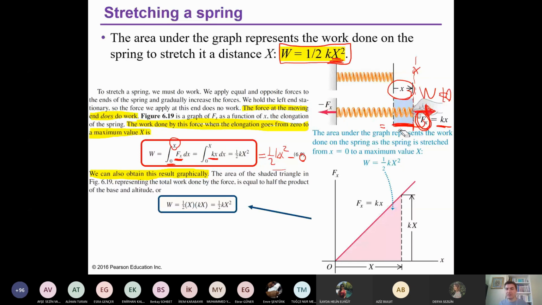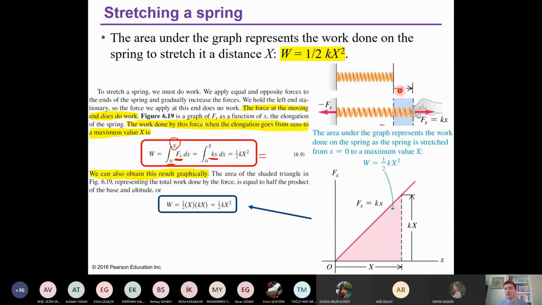So this hand does work on the spring, and the spring does work on this hand, but the sign of the work done by the spring is negative. Why? Remember the last lecture. During the last lecture, we saw three different conditions for the work. Look at the sign of the work done by the hand on this spring. This is the direction of the force. This is the direction of the displacement. Since the displacement and force are in the same direction, the work is positive.